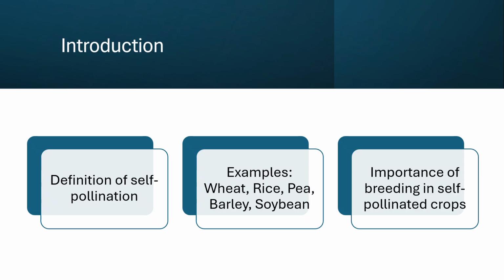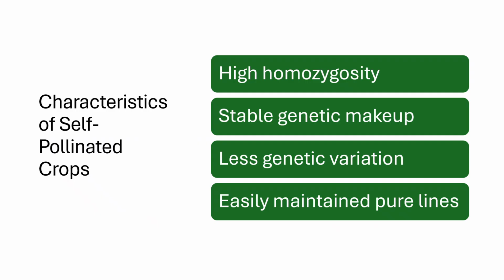Breeding in self-pollinated crops is important for developing pure lines with stable and uniform traits. It helps in improving yield, quality, disease resistance, and stress tolerance while maintaining genetic uniformity over generations. Self-pollinated crops are characterized by high homozygosity and a stable genetic makeup, which ensures uniformity across generations. They show less genetic variation and allow pure lines to be easily developed and maintained.